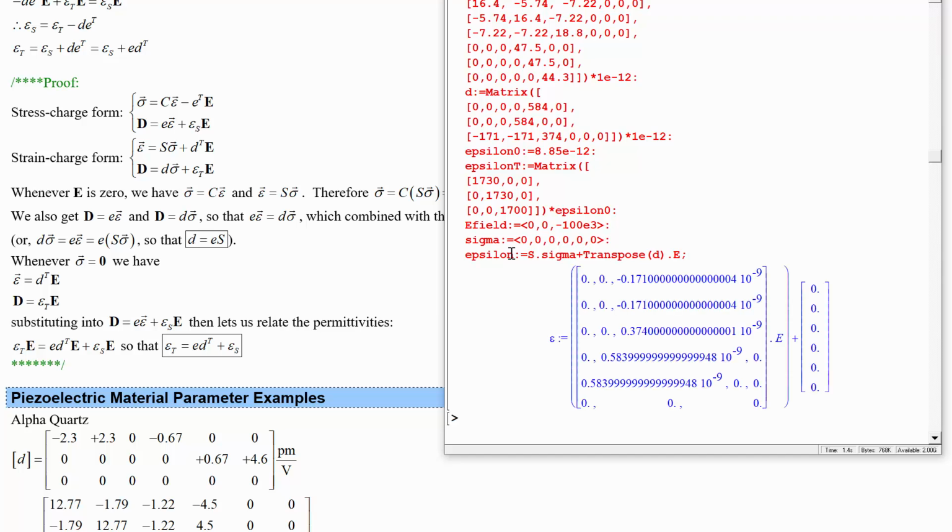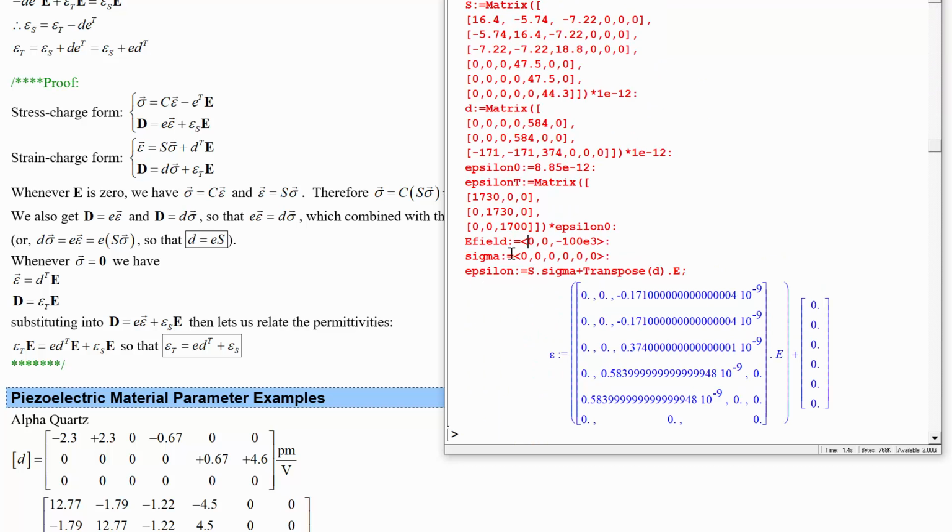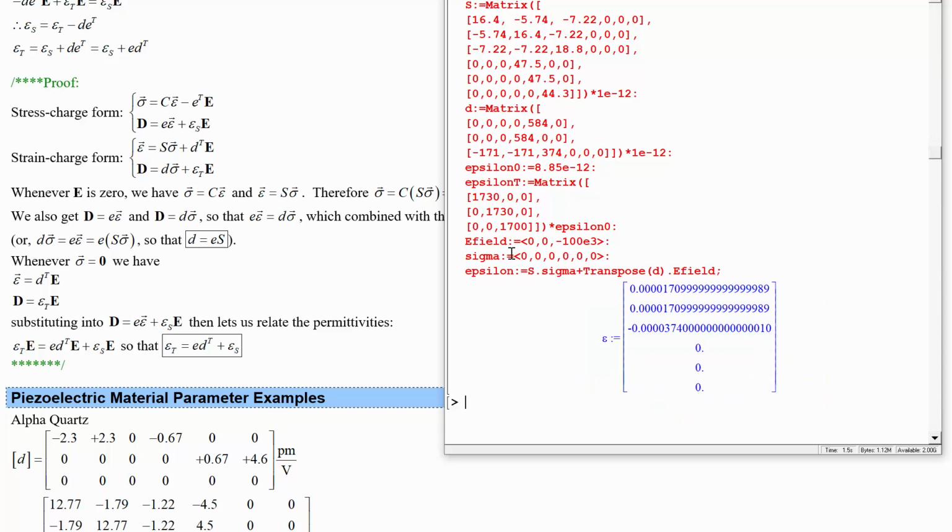No, not really, because we don't actually know what S is. Oh, no, we do. We've got S written up there. What am I talking about? We've got S, so we multiply that by sigma, and we get 0. Fine. We've got the transpose of D, but we put in the wrong name here. So it didn't work, but for a totally different reason. Transpose of D times the E field. Okay, there we go.